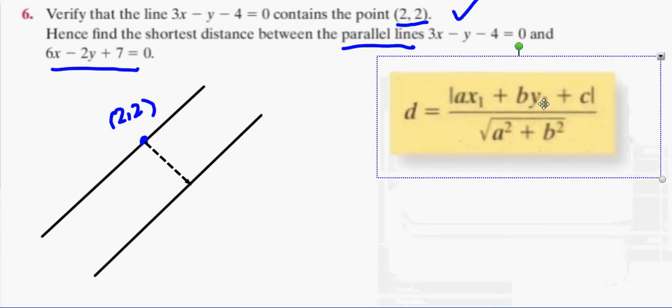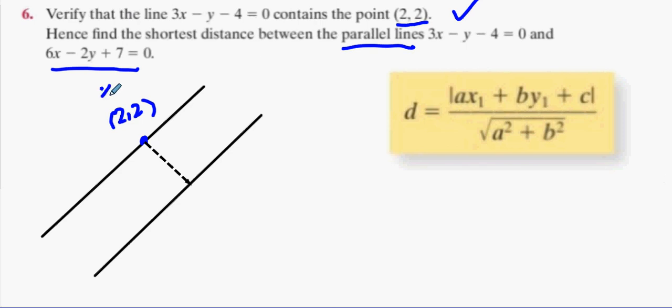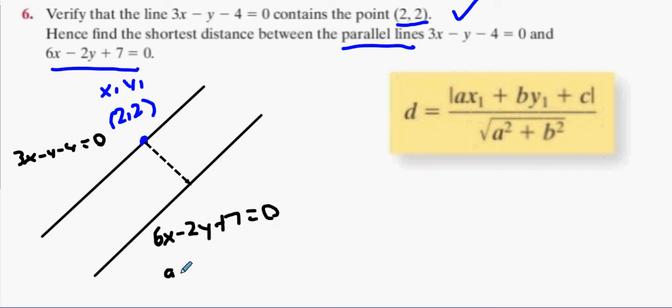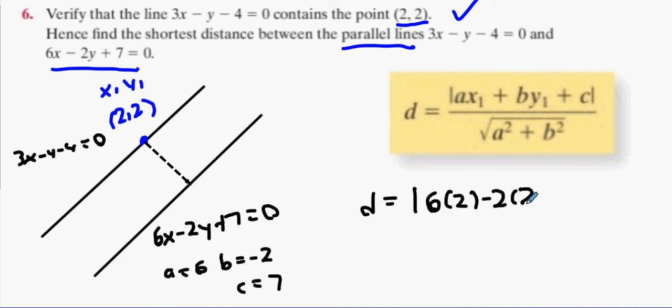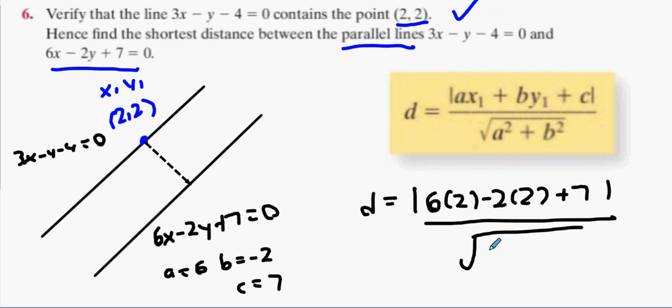Where people get mixed up is that 2, 2 is your x1, y1, and it's on the line 3x minus y minus 4 equals 0. However, this other line is 6x minus 2y plus 7 equals 0. So what's your a, b, and c value in this case? 6, minus 2 and 7. Throw it all into the formula: 6 times 2 minus 2 times 2 plus 7 all over the square root of 6 squared plus minus 2 squared.